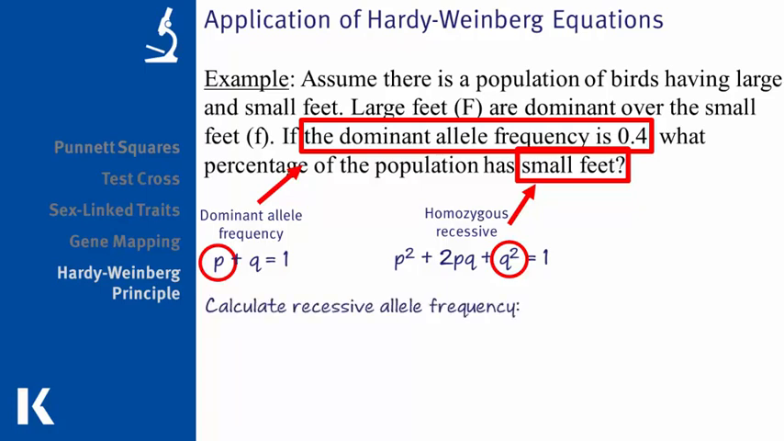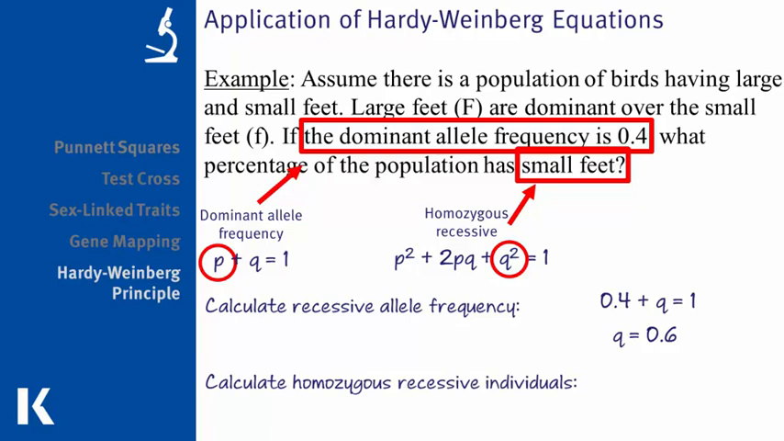Now we can begin our calculations. The first step is to calculate the frequency of the recessive allele. We do this using the first equation and by inserting the value 0.4 for P. Solving this equation tells us that the frequency of the recessive allele, Q, is 0.6.